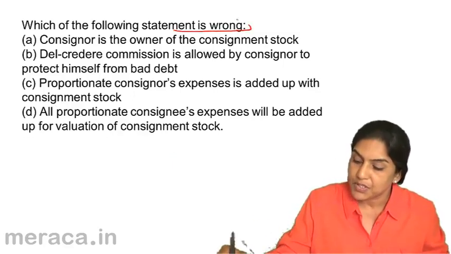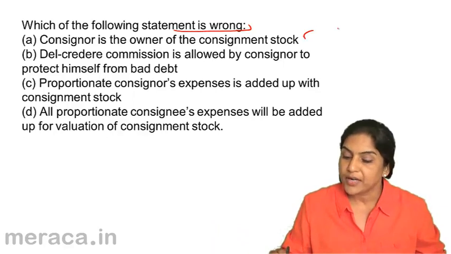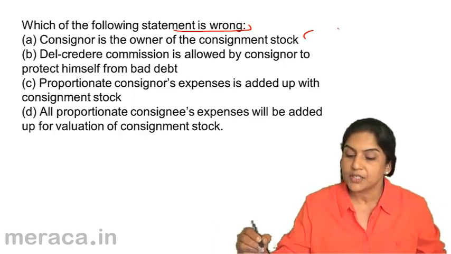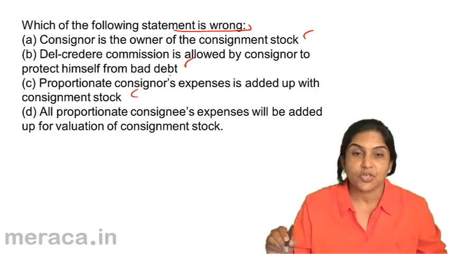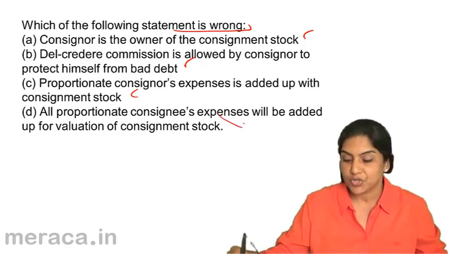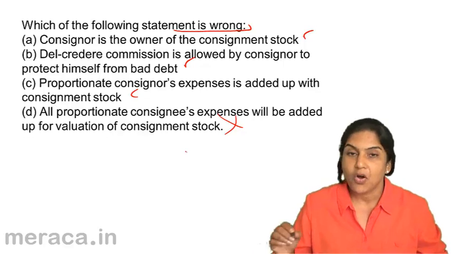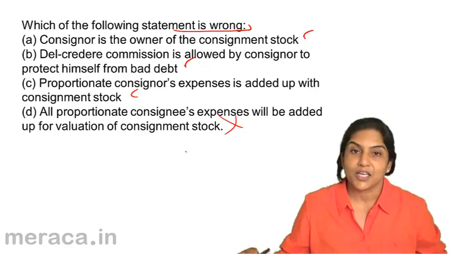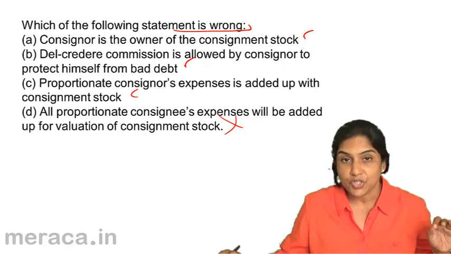Which of the following statements is wrong? Consignor is the owner of consignment stock is true. Del-credere commission is allowed by consignor to protect himself from bad debt is true. Proportionate consignor's expenses added up with consignment stock is also true. All proportionate consignee's expenses will be added up for valuation of consignment stock is false. Why is this false? Because not all expenses, selling expenses would not be included. All expenses till the goods reach the warehouse or godown of the consignee only would be included. So the correct answer should be option D, the statement which is wrong.